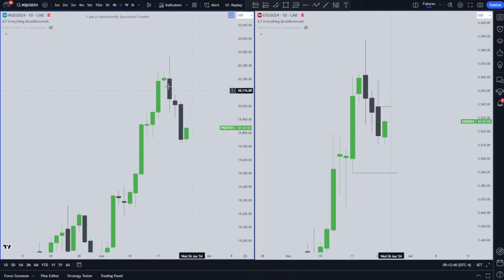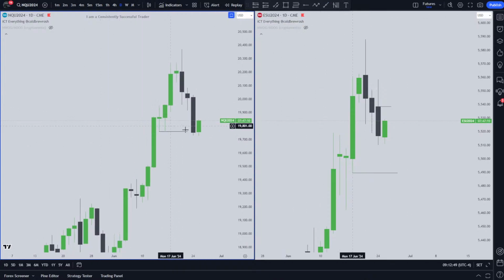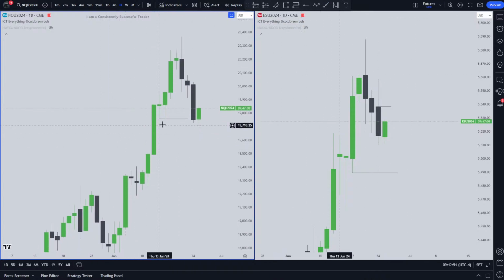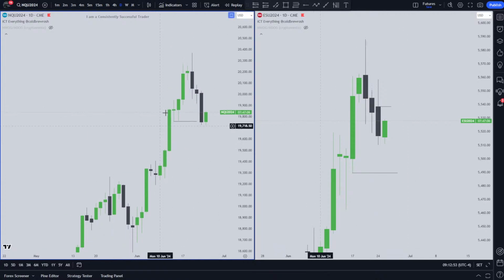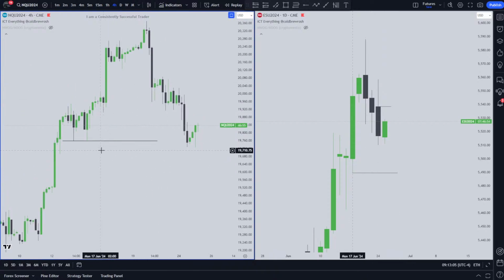Okay, daily on NQ. Oh, we already swept these lows. Are we in discount of this range? We are. Okay. We're in a good position actually with NQ. So let's check the 4-hour.